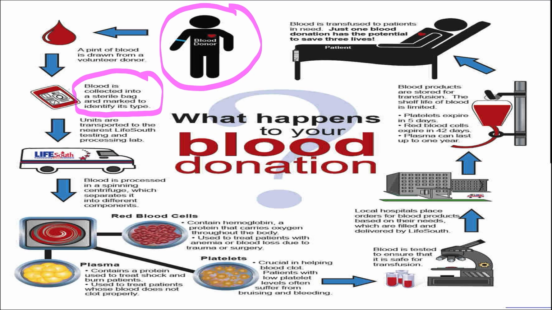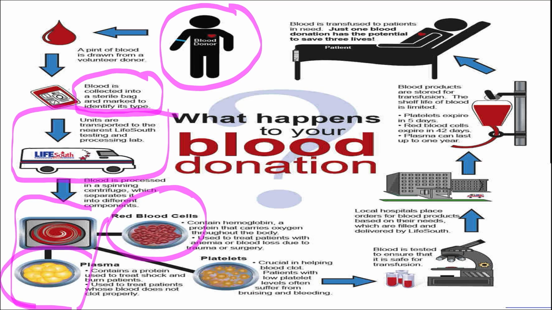Then it will be transported to the laboratory, or you can already get blood from the donor in the laboratory. It is then processed, like in a large centrifuge, depending on what components the patient needs, like RBCs, plasma, and platelets. We will be discussing that when we discuss the blood components.